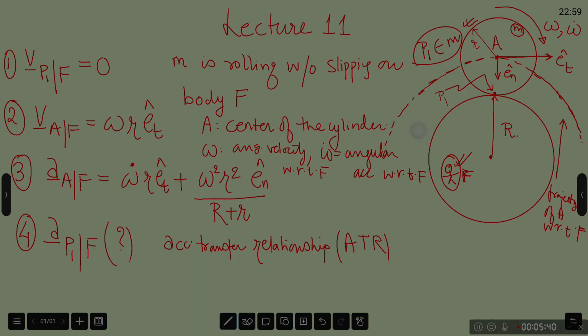However, before we can use ATR, we need to identify our intermediate frame and an intermediate point. These are required before we use the ATR. Now the IF that I am going to choose is body M, and IP I am going to use as point A, and A is indeed a point fixed in M, as it should be. IP should always be fixed in IF.